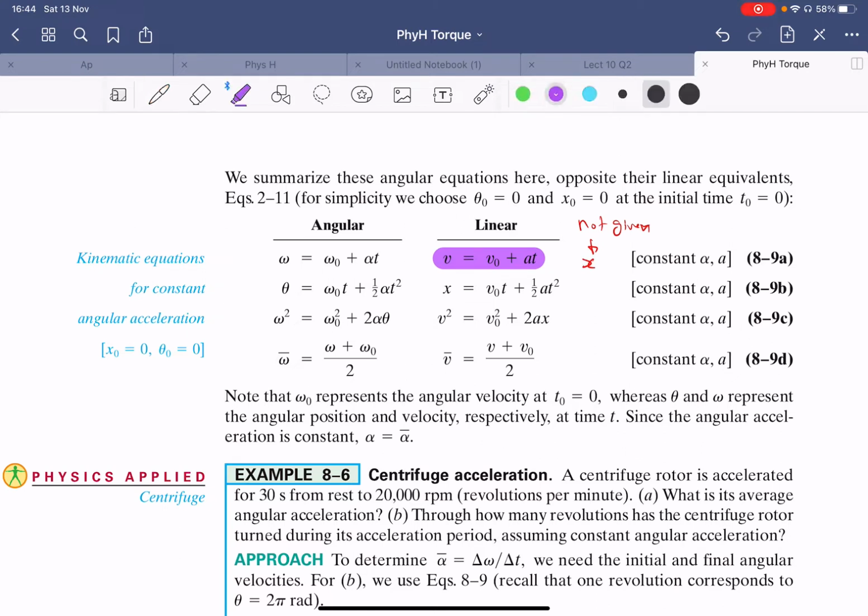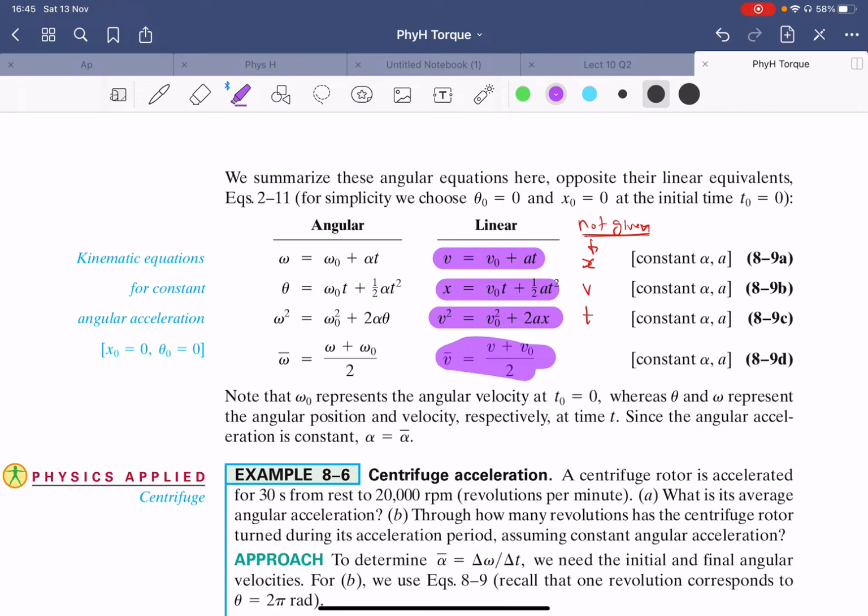Then x equals VIT plus half AT squared. So when do we use this? When V final is not given, right? How about the next one? V squared equals VI squared plus 2AX. We use this when T is not given, right? So depending on what's not given, we choose the equation accordingly.